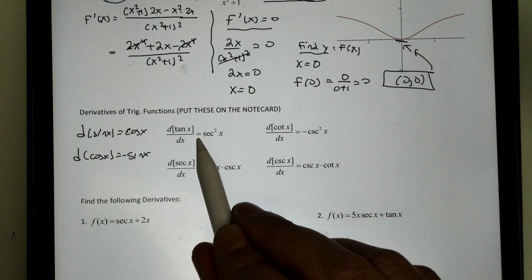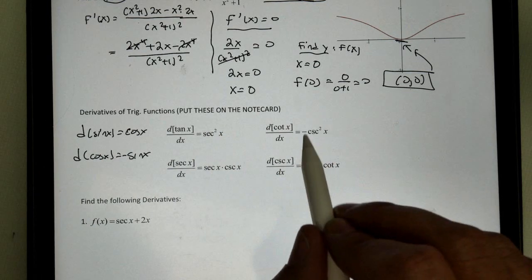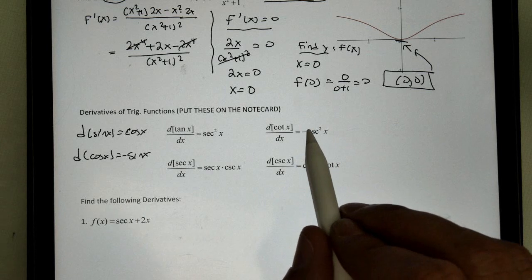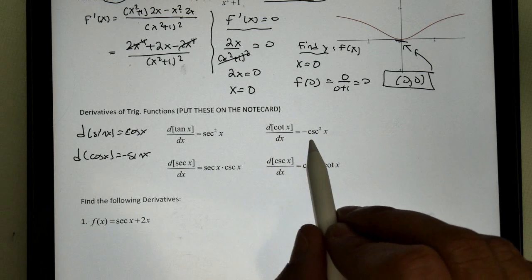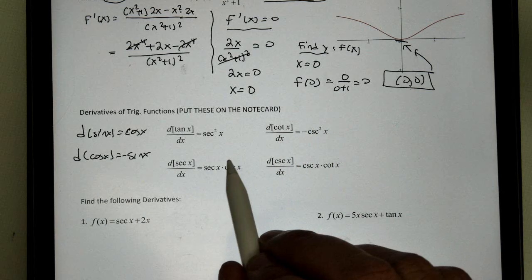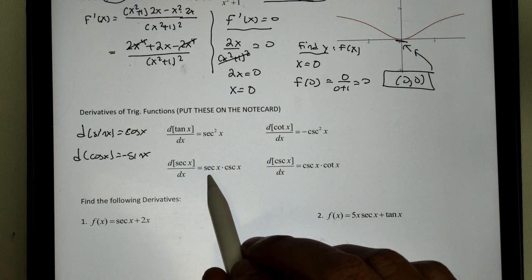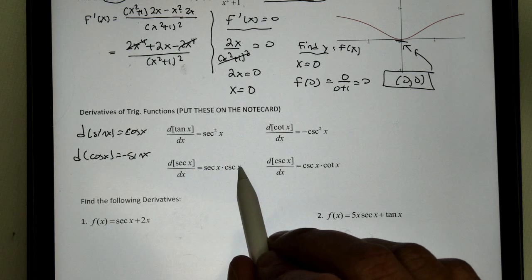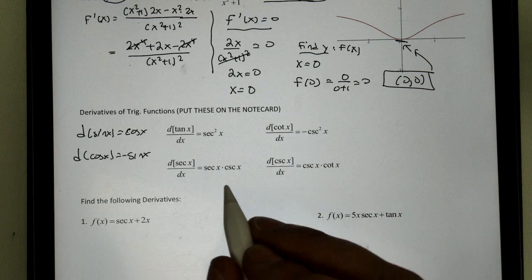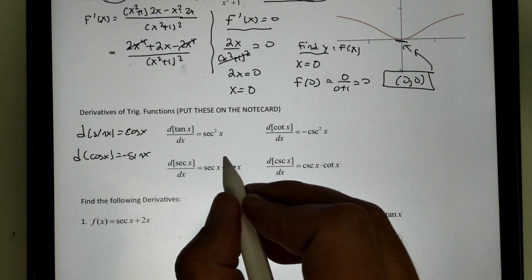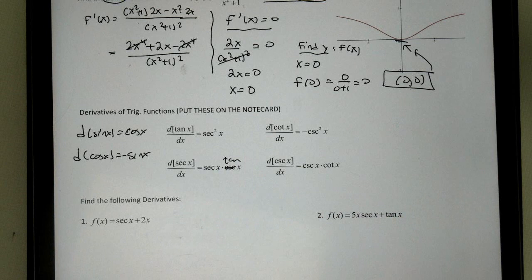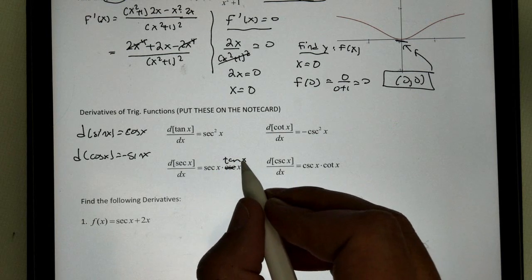We did prove tangent is secant squared. We didn't prove cosecant. I'm just going to say we're just going to memorize it. So the derivative of cotangent is negative cosecant squared. The derivative of secant is secant x times cosecant of x. Oh, that's embarrassing. Let's scratch that out. That should be tangent of x.